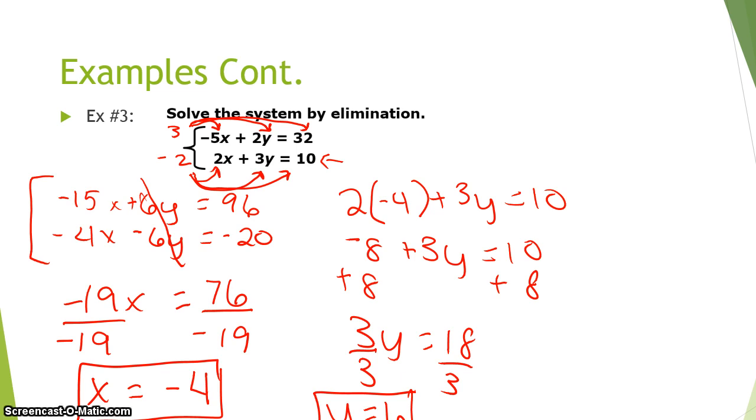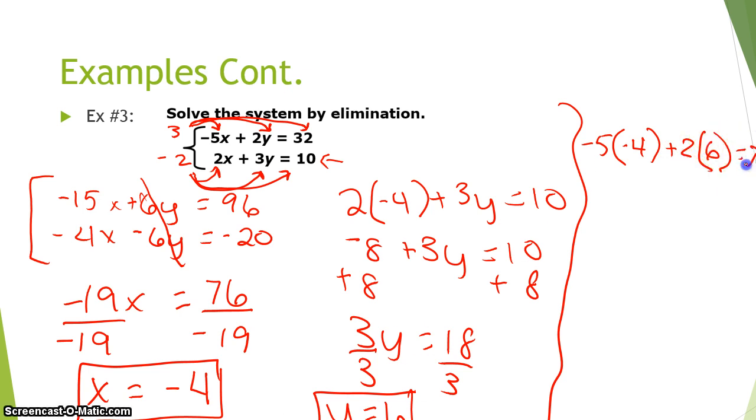We need to check our work to make sure this ordered pair does work and makes these equations true. So if I look at my first equation, I have negative 5 times x, which is negative 4, plus 2 times my y, which is 6. Does that equal 32? Well, we have 20 plus 12, which equals 32, and that is true.